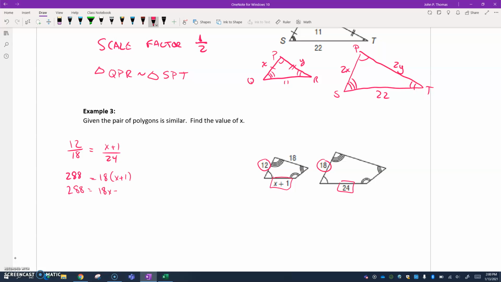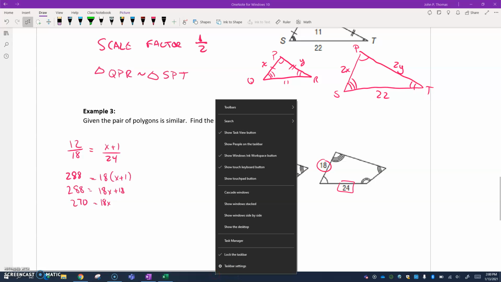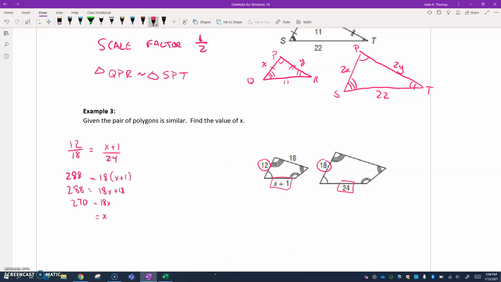288 equals 18x plus 18. Subtract the 18 from both sides, 270 equals 18x. And 270 divided by 18 gives us 15. So we get x equals 15. All right, and again, we had to know they were similar to be able to set that up.